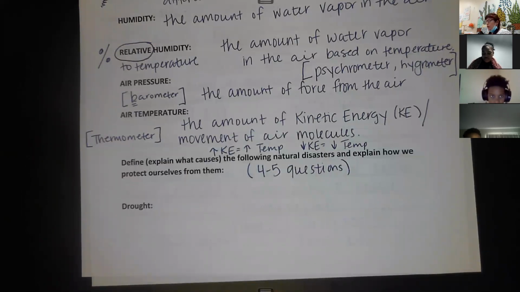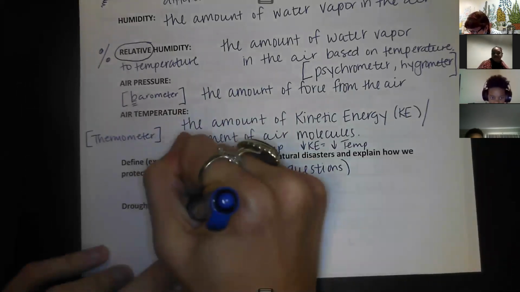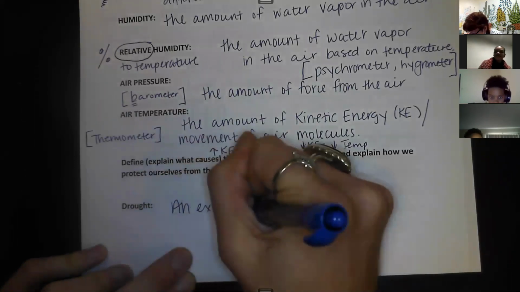What is a drought? What is a drought? Brennan? Very dried out. So it is an extended period of time without precipitation.